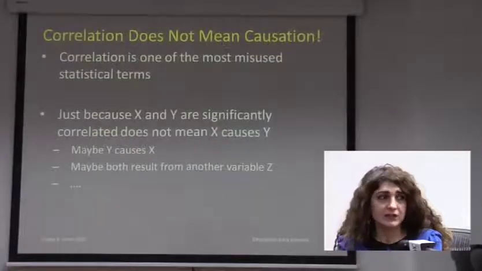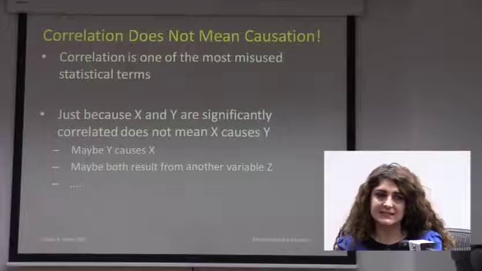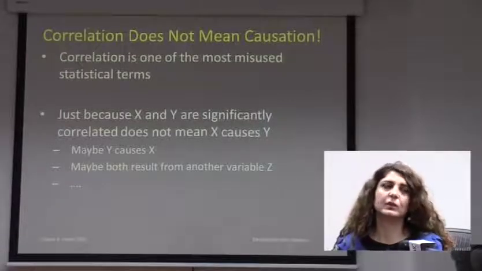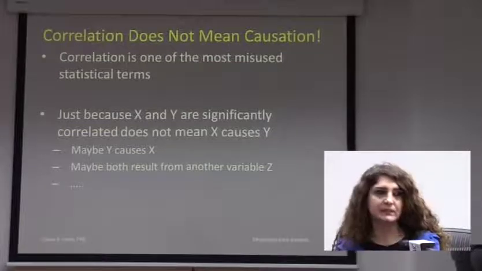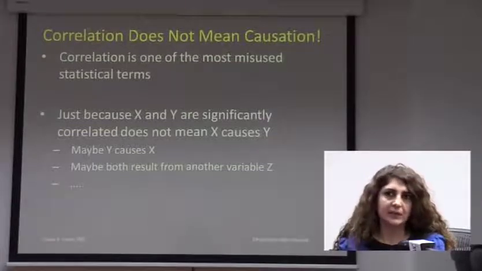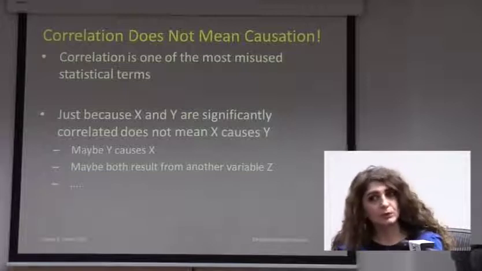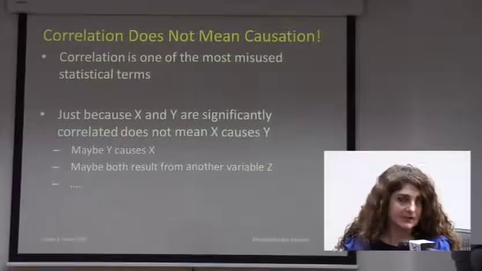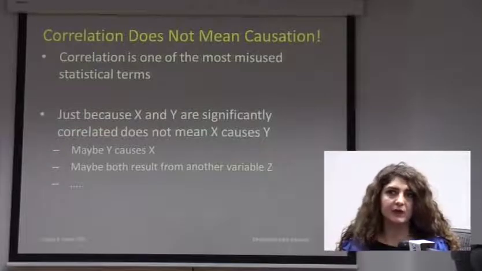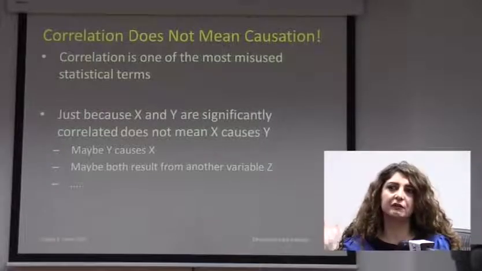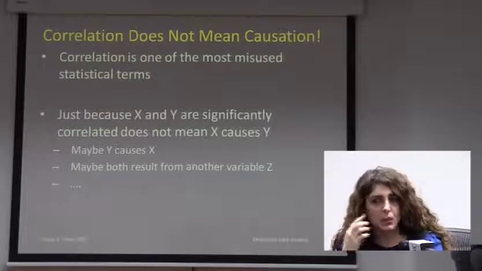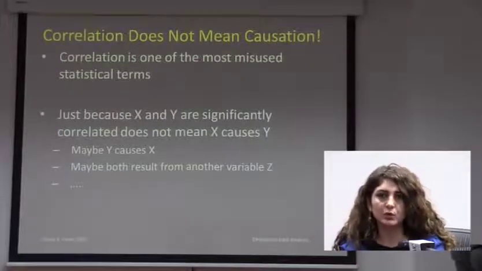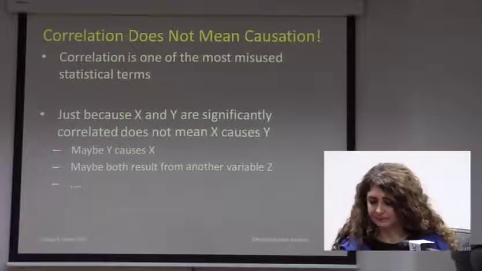Now, correlation is one of the most misused statistical terms. Whenever we say correlation, don't be confused with causation. Correlation does not at all mean causation. If variable x is correlated with variable y, this does not mean x is causing y. Maybe y is causing x, or maybe both are resulting from some other variable z. So correlation only means that there is an association between the two variables, but no causation is implied here.